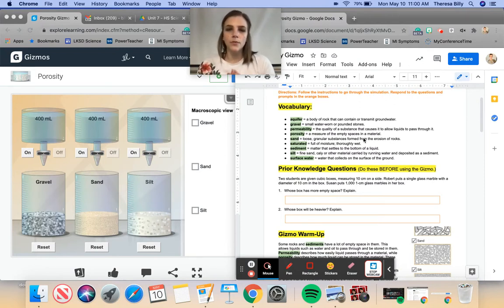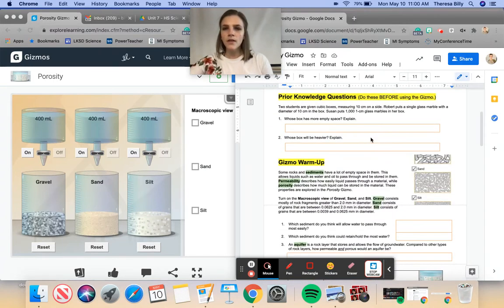Silt is super duper fine sand, clay, or other material. Silt is just maybe a word that we don't commonly use, but you think of how big sand is, and silt is just even smaller than that. And then the last word is surface water, water that collects on the surface of the ground.